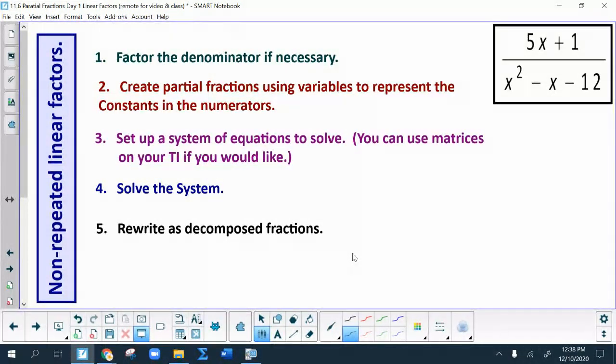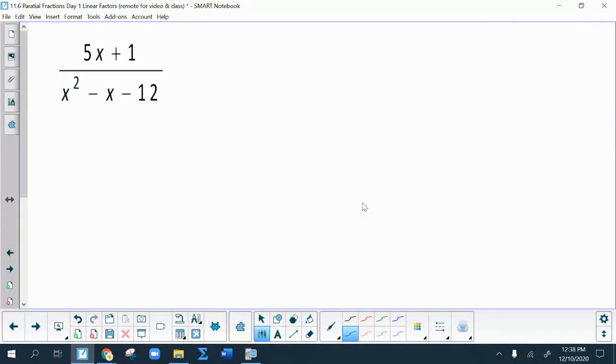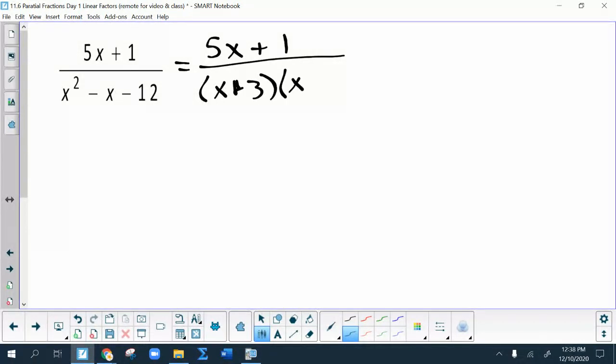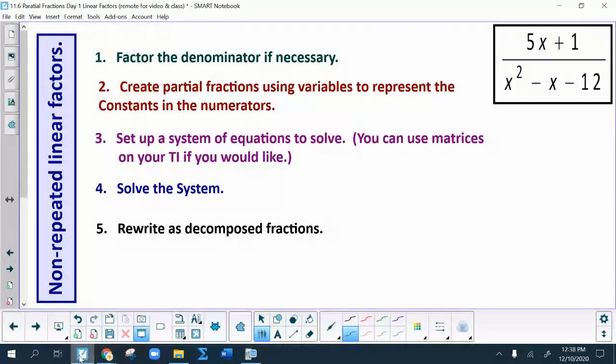So when you go backwards, you want to make sure you write it as the 2 or 3 or 4 separate fractions. Okay, hopefully this problem looks familiar. Here's the problem we started off with. We're going to follow those 5 steps. So the first step, again, was to factor the denominator. So that becomes 5x plus 1 in the numerator, denominator x plus 3 times x minus 4. Then we are going to rewrite this as, this is step 2. It says create partial fractions.